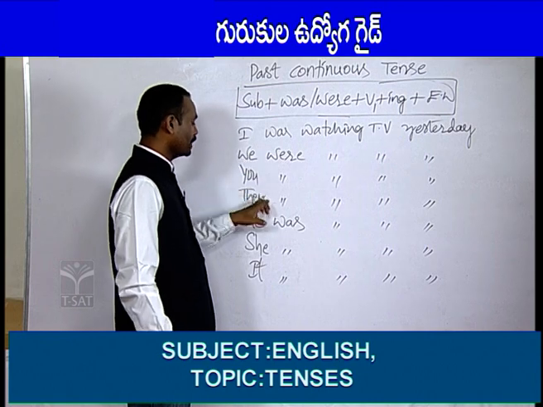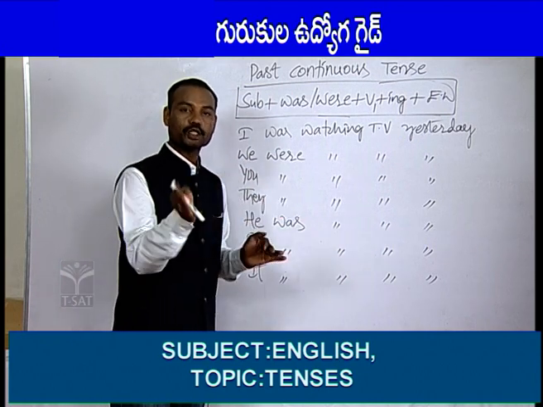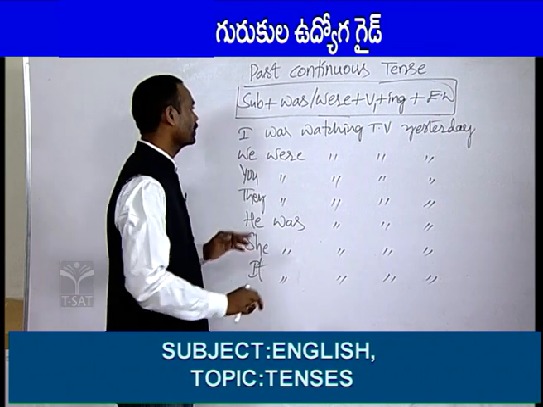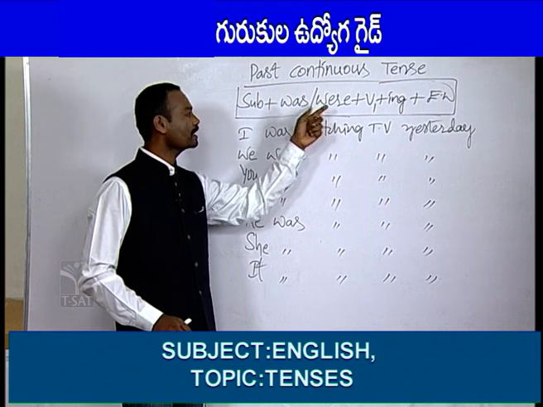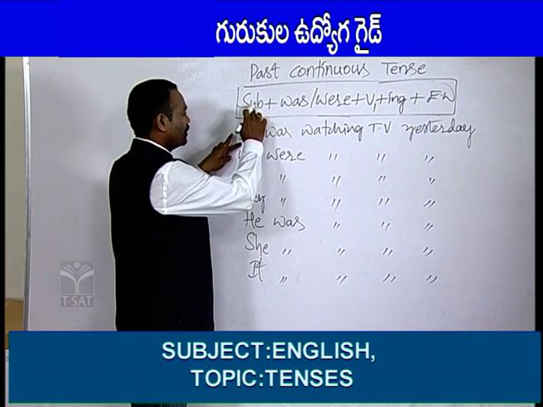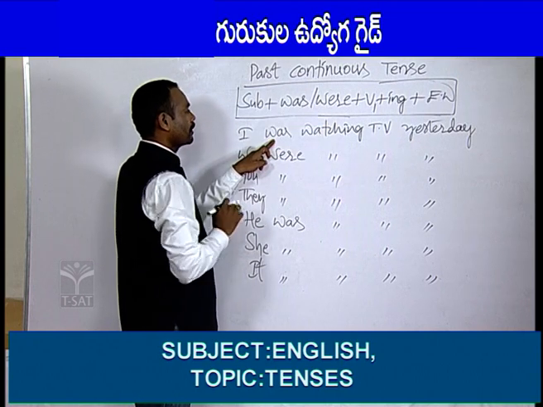After we, you, they and any plural subject, were should be used. For example, we were, you were, they were, my friends were, my neighbors were. So like that. First you should know where we should use was and where we should use were. Let's see one example here. Subject I, next was or were? After I, was should be taken.